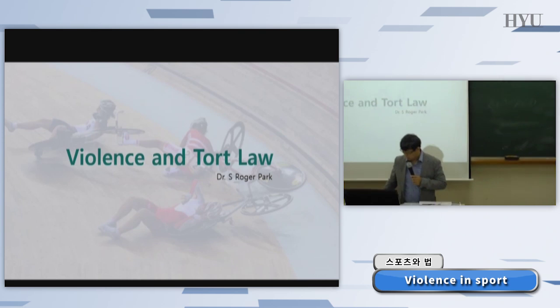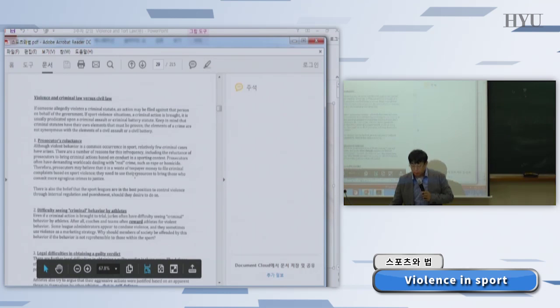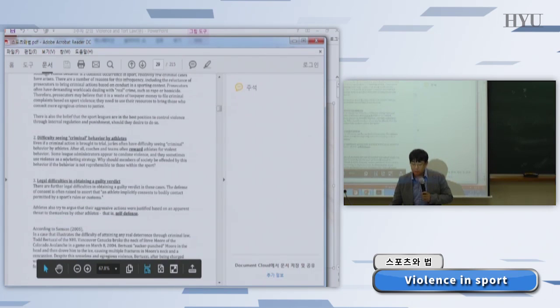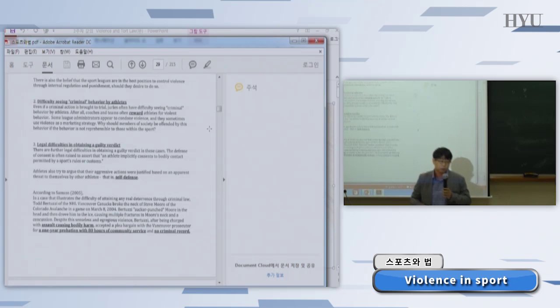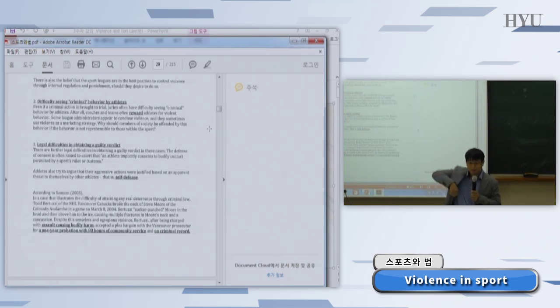Okay, so I want you to read this. Prosecutors' reluctance is reason number one. And number two, difficulty seeing criminal behavior by athletes. In a basketball game, you will see probably a lot of shoulder-to-shoulder incidents. After the game's over, they are friends. They're colleagues. They know each other. They have a duty of care to protect each other. Right? Professional players have to play a sport by rules.